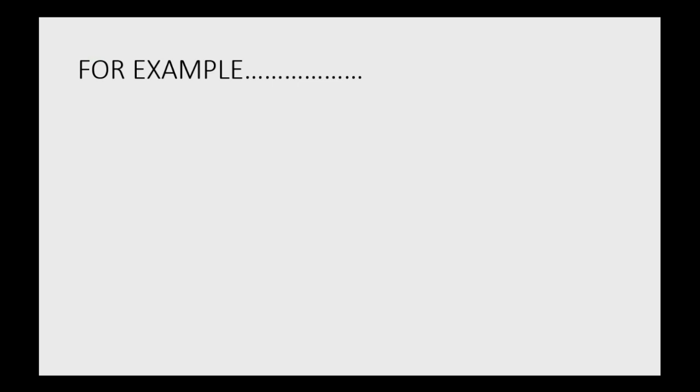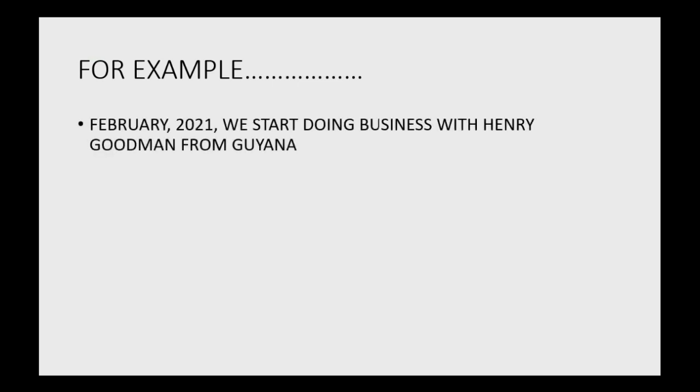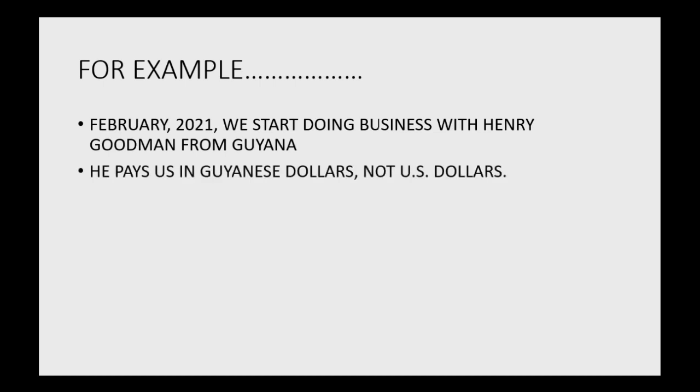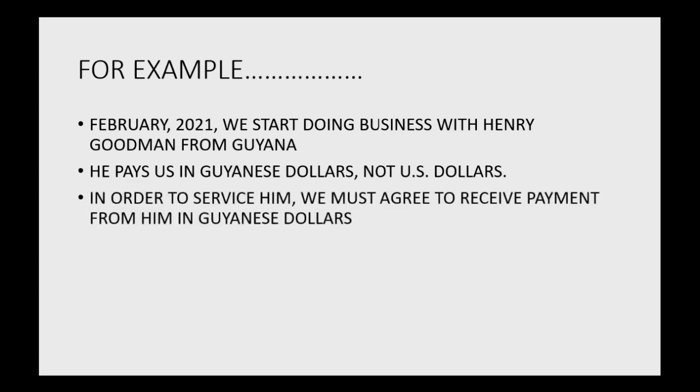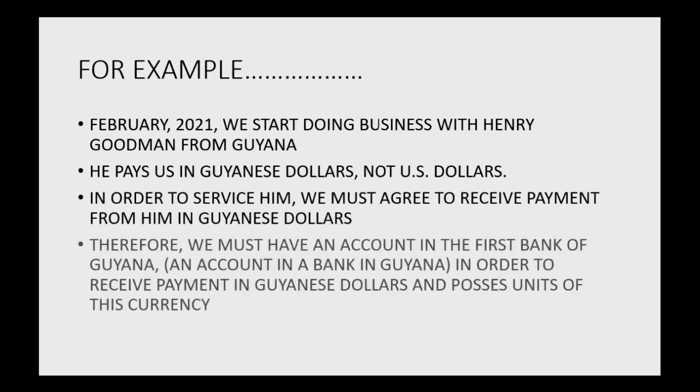For example, let's imagine in February of 2021, we started doing business with Henry Goodman from Guyana. He pays us in Guyanese dollars, not US dollars. In order to service him, we must agree to receive payment from him in Guyanese dollars. Therefore, we must have an account in the First Bank of Guyana, which is an account in a bank in Guyana, in order to receive payment in Guyanese dollars and possess units of this currency.